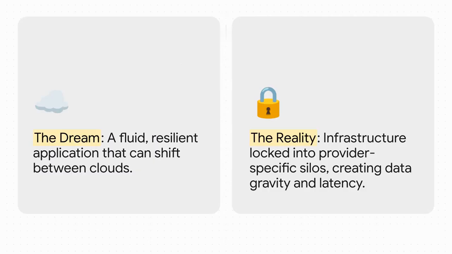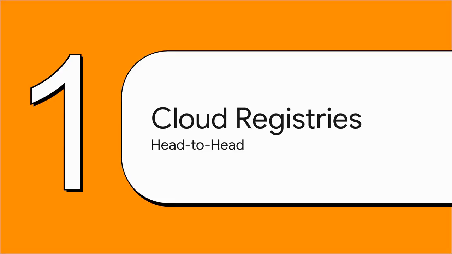Let's fix that. Here's the problem we see all the time. The dream, the big idea, is to have this super fluid, resilient application that can just dance between clouds. But the reality? We often slam into a wall, and that wall is built out of infrastructure silos. Your container registry is a perfect example of this. It creates something called data gravity. What's that? Well, think of your data, your images in this case, like a planet. The more you pile into one place, let's say AWS, the stronger its gravitational pull becomes. This makes it slower and way more expensive for your apps in Azure or Google to access it. It's this invisible force that creates lock-in, even when you think you're free. So how in the world do we break free from these silos?